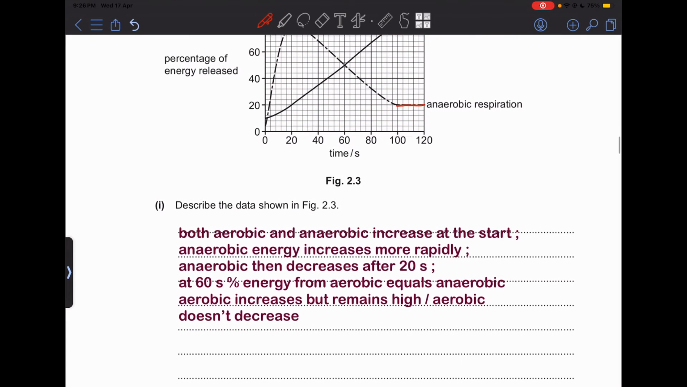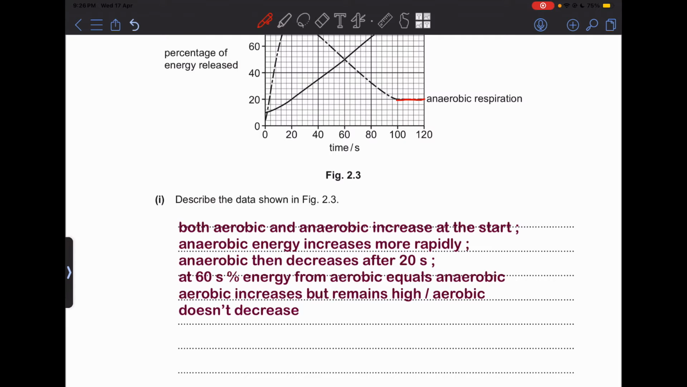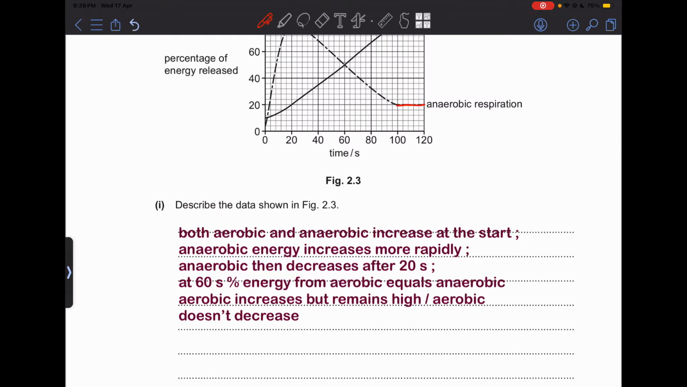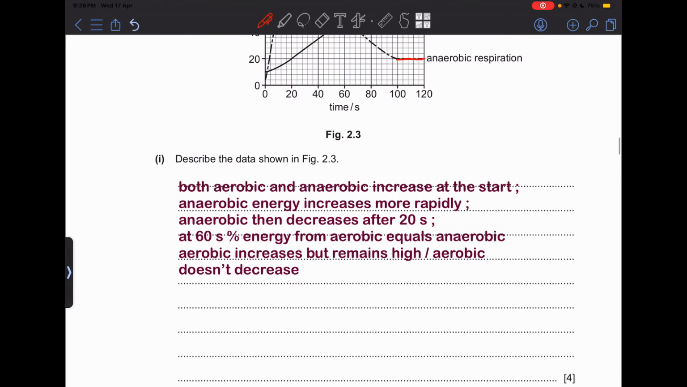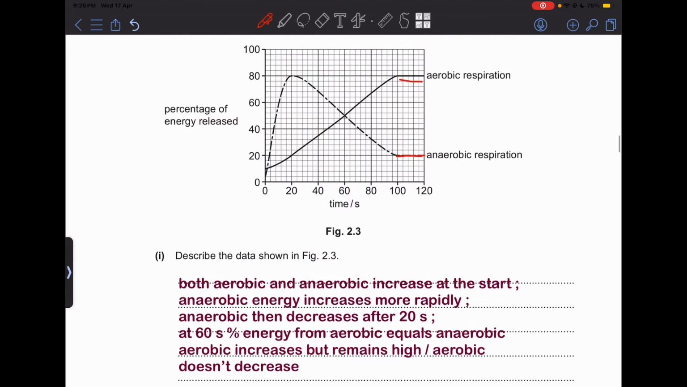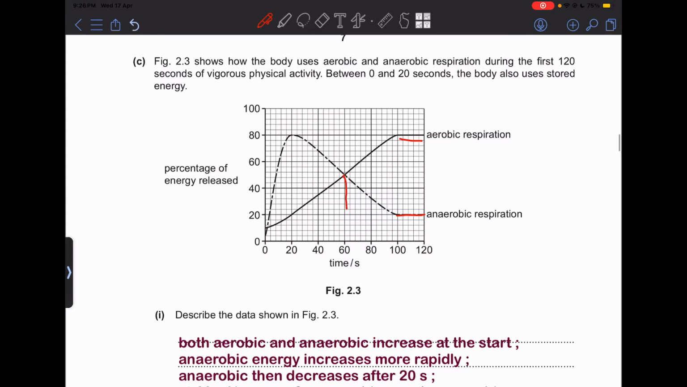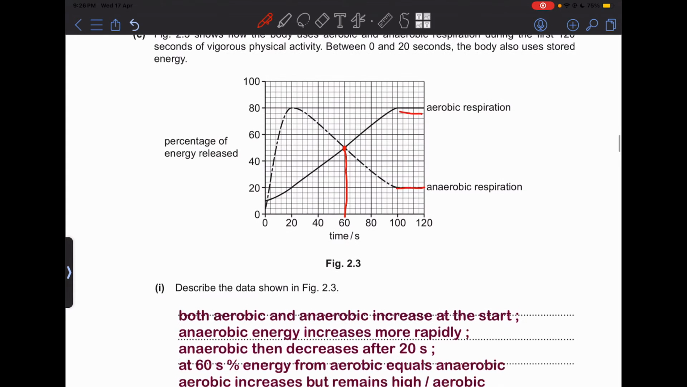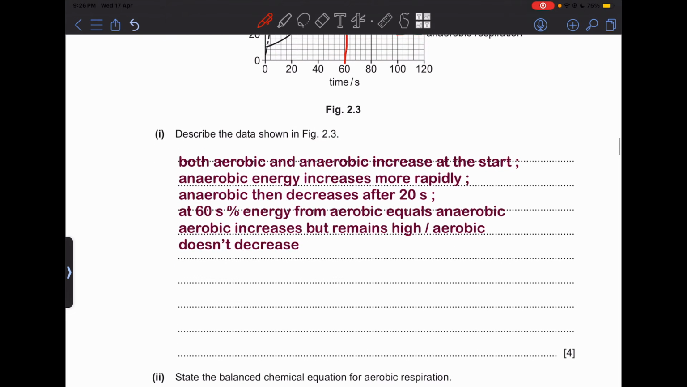So you can say that both anaerobic and aerobic respiration increase at the start, and anaerobic energy increases more rapidly. Anaerobic then decreases after 20 seconds. At 60 seconds, the percentage of energy from aerobic equals anaerobic. So yeah, we can see over here that there is an intersection between the aerobic and the anaerobic. So this intersection means that both of them are at the same value. So this is also a point you can write down, and you can also say that aerobic increases but remains high, anaerobic doesn't increase. So this is just a mistake over here, write anaerobic instead.